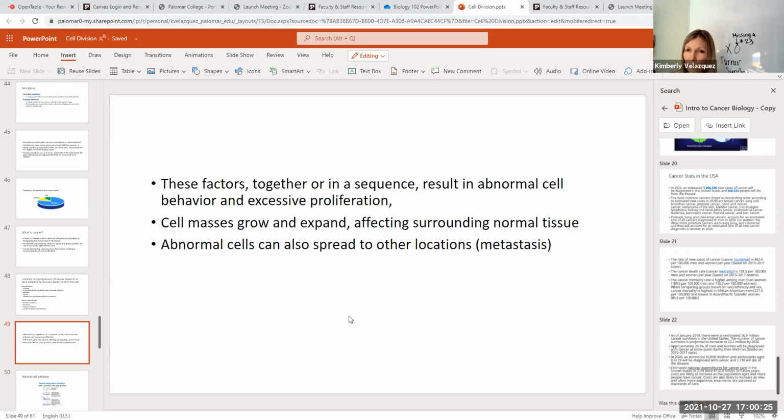Those masses grow, they expand, they surround, and really affect the normal tissue. And if they can break off and move to other areas, they're called metastatic. So metastasis happens when those abnormal cells don't just grow in that same area, but now they're going through the bloodstream and attaching to other organs throughout your body. And that's when cancer becomes deadly.